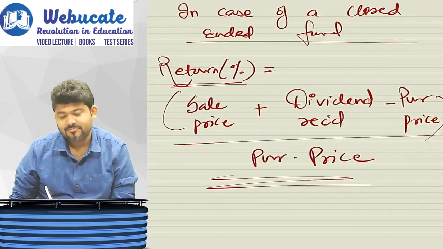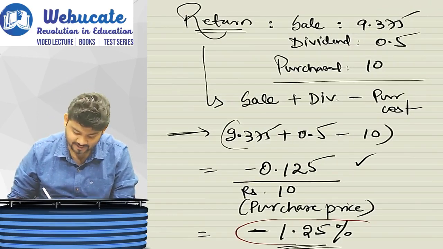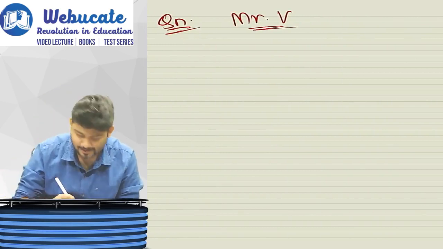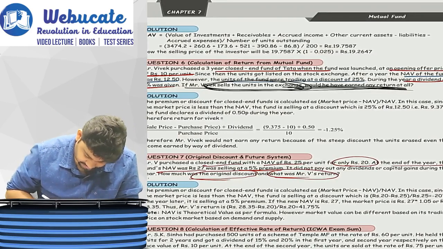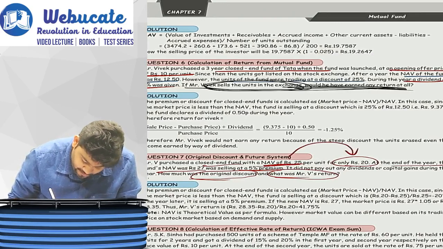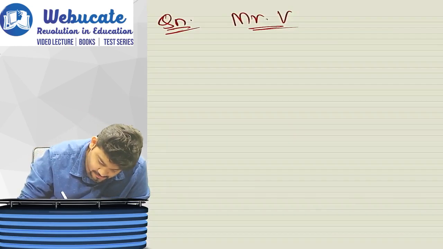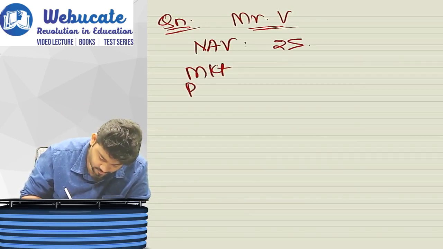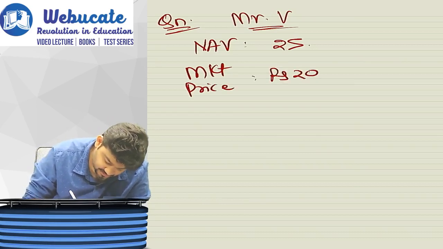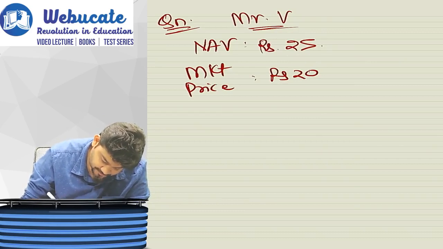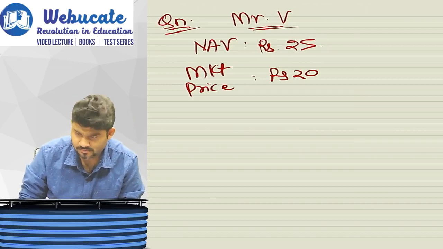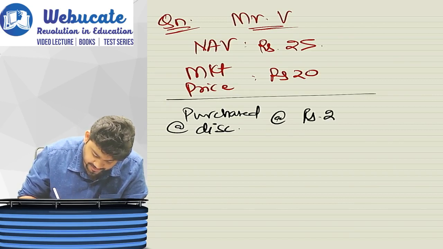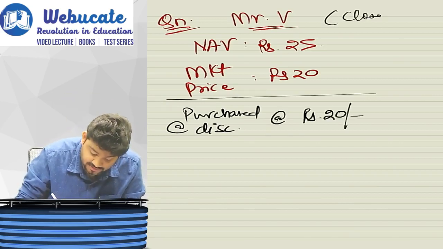So, I feel Mr. Vivek made some mistakes and he had to suffer a loss, but I feel Mr. V is smart. See, he is purchasing a fund with a NAV of 25 for only rupees 20. Smart boy, right? So here we will write down NAV is 25, market price is 20, so can I say purchased at discount at the rate rupees 20? Because this is a closed-ended fund.